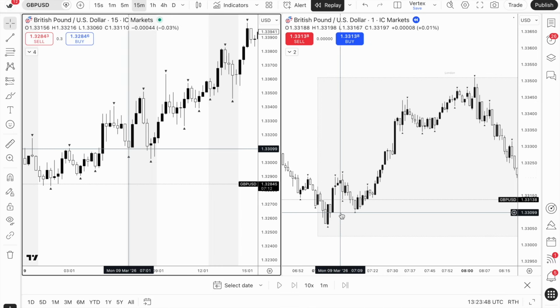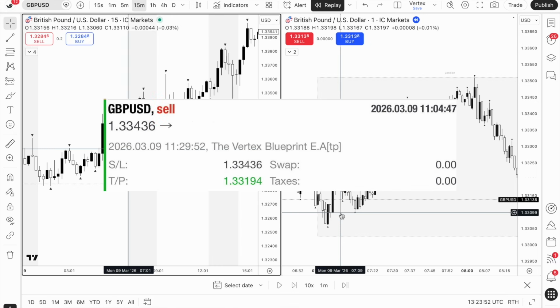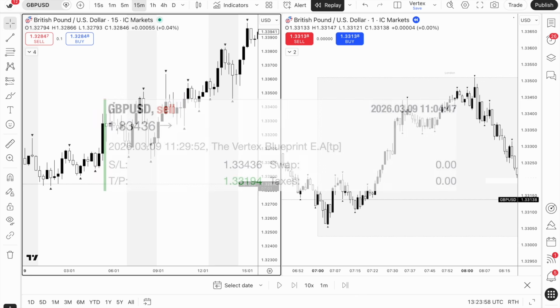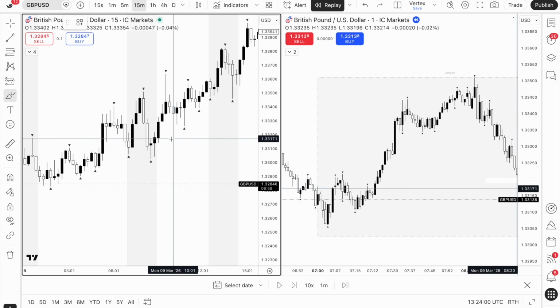So the first trade that we're going to look at is this GU sell that was taken on the 9th of March, and this was during our London session window. Now this trade is as simple as the rules of every single video that you've seen.